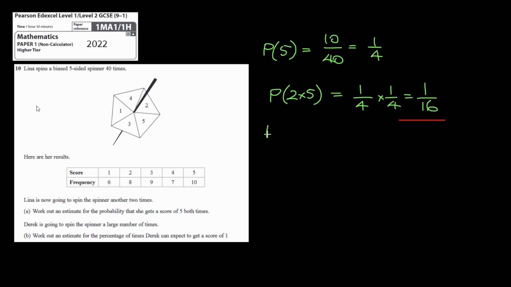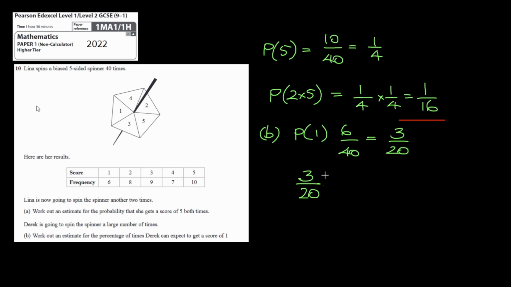So part B, we've got someone else spinning the spinner now. He's going to spin it a large number of times. But before he spins it a large number of times, we need to know the probability of him getting 1. The probability of 1, again exactly the same as part A, will be 6 over 40, which if we cancel it down is 3 over 20.